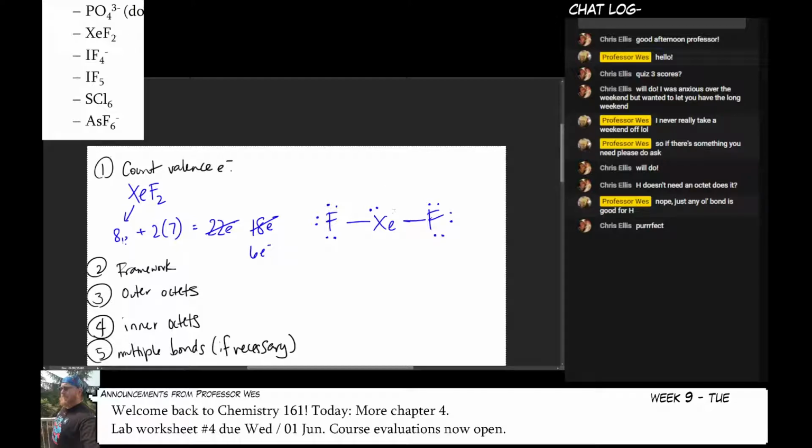So 2, 4, 6. And it breaks the octet rule, but xenon is in a period that is 3 or higher. I believe it's in period 5, right? I should know that off the top of my head. Yep. So it can do this. And so there's our structure.